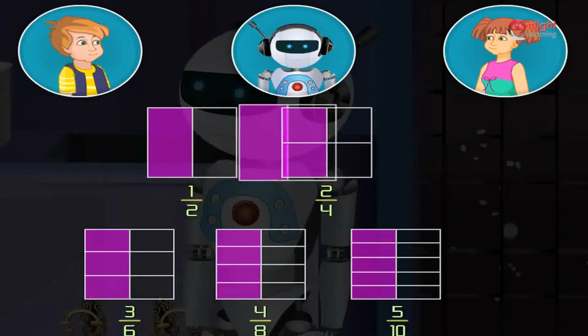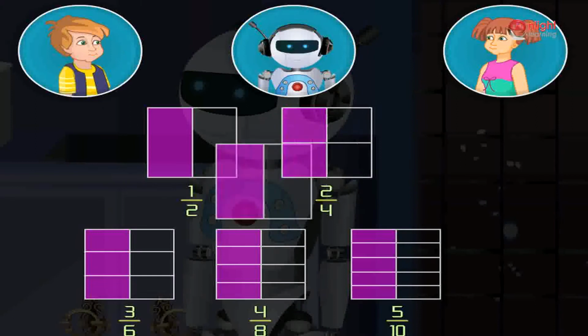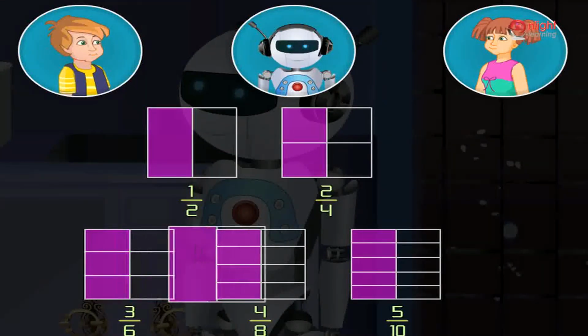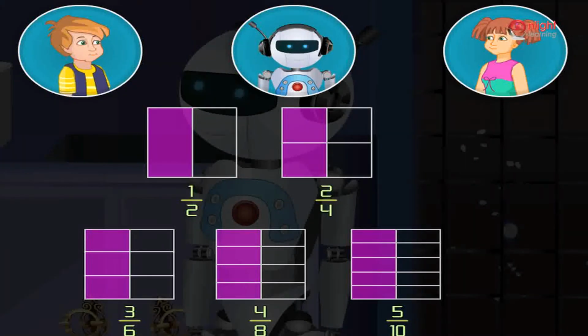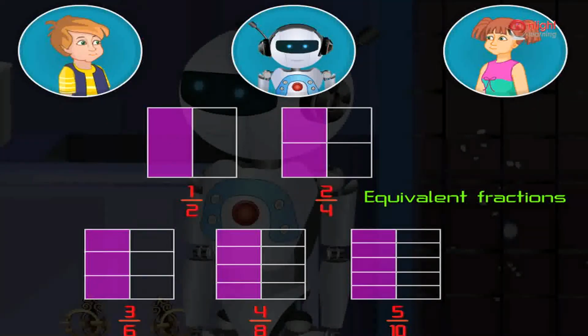If you overlap all these figures, you can find out the fractional part of the shaded regions are the same. But the fractions representing the shaded regions are 1 by 2, 2 by 4, 3 by 6, 4 by 8, and 5 by 10. Such fractions are called equivalent fractions.